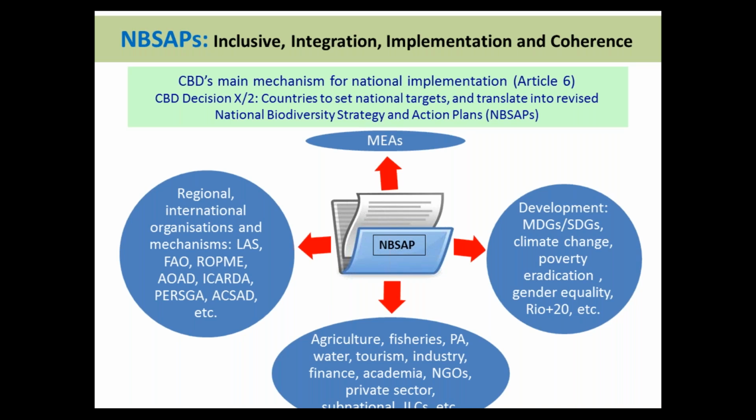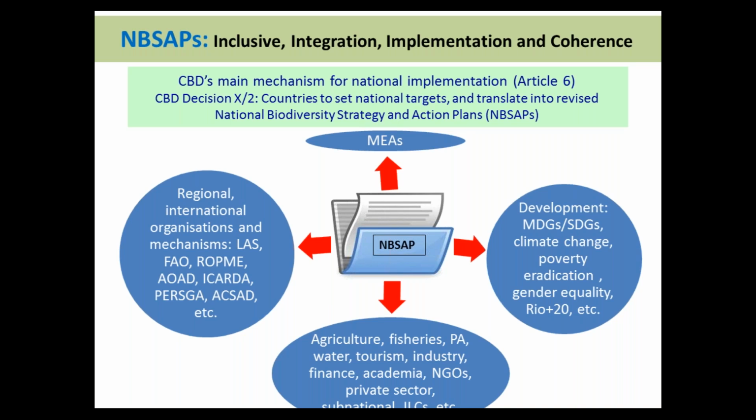And then Decision 10.2 in Japan in 2010 called for countries to revise their NBSAPs to set national targets based around the new strategic plan and the Aichi targets. And the idea is that the NBSAPs themselves are supposed to be a common point around which the role of biodiversity and ecosystem services is recognized for multiple objectives, and also for use by multiple sectors.